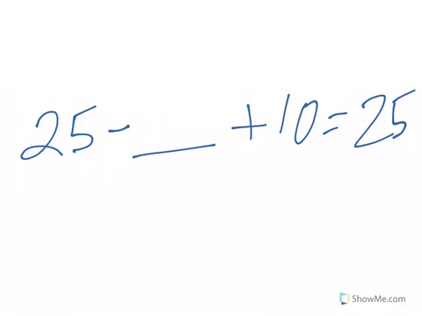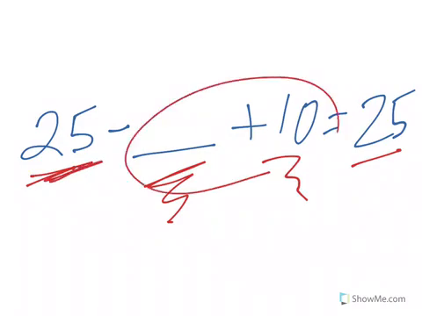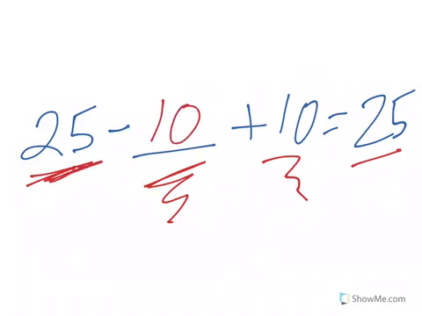25, take away something, add 10, gives you 25. We're starting with 25, we're ending with 25. We're taking away a number and then adding 10, but we end up with the same thing here. So these two have to cancel out in the middle. So we're taking away 10, and then we're adding 10 to give us 25, right? It makes sense. The overall change to the expression is 0. It doesn't change anything. We started with 25, we ended with 25.